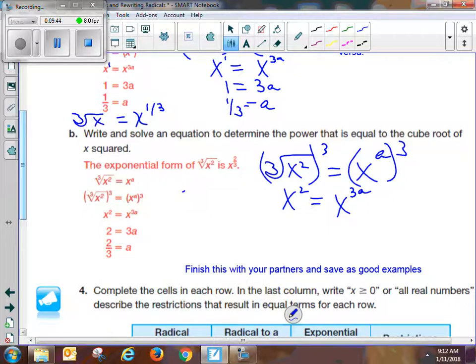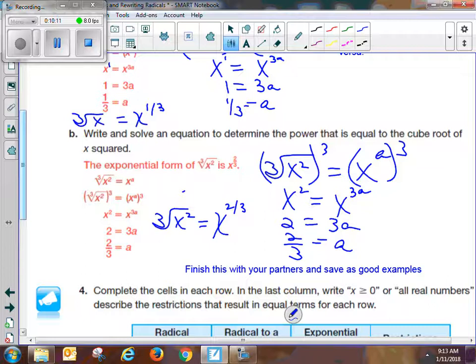Okay, next thought. Important. Say it louder, I'm old, I can't hear. Set the exponents equal, okay? And then solve for a. Okay, let's see what we get. A is 2/3. So then we said the cube root of x squared is the same thing as x to the 2/3 power. So I want you to look at that.